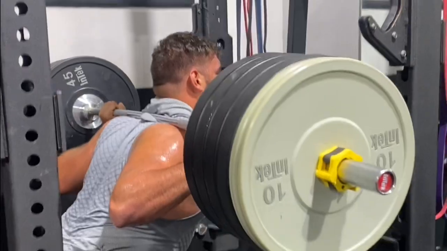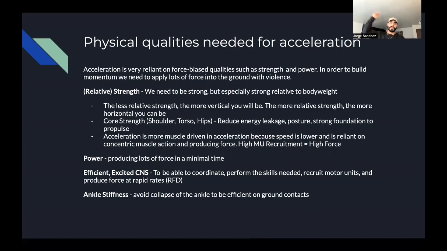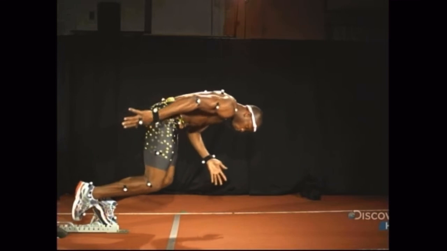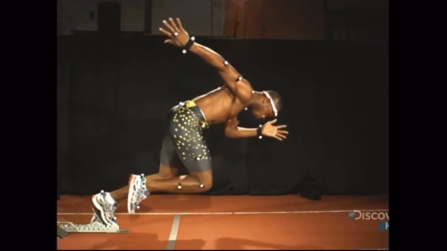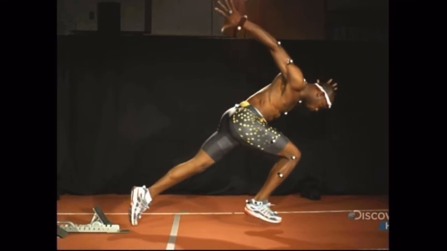But more importantly, you need to be very strong relative to your body weight. Now, maximal strength, which is the maximum amount of force that you can exert, is important for creating strong, powerful steps of acceleration. But that relative strength, or your max strength divided by your body weight, allows you to be able to support your body weight when sprinting and get a high level of impulse.